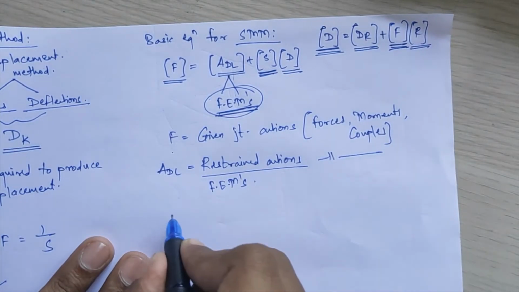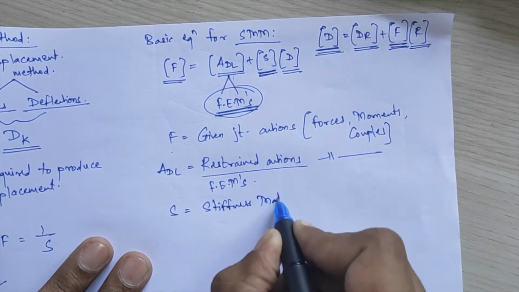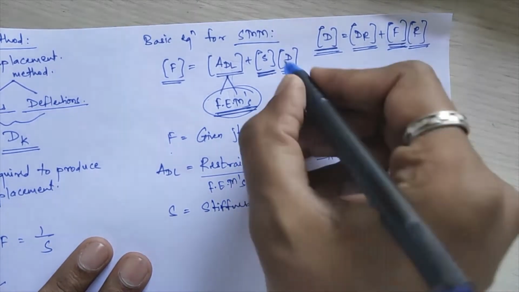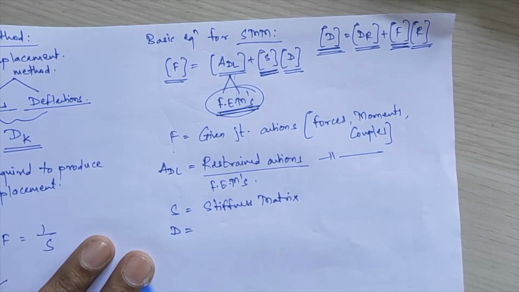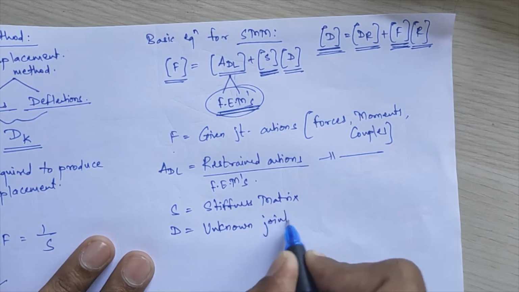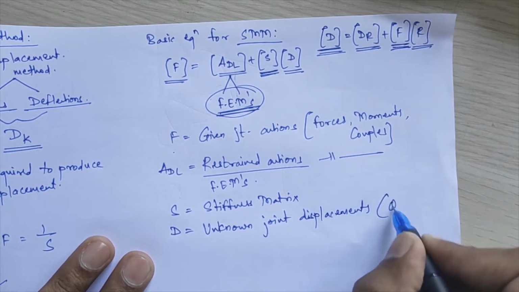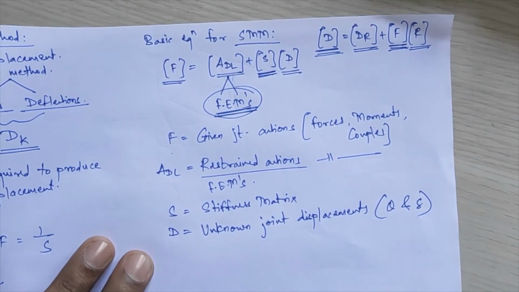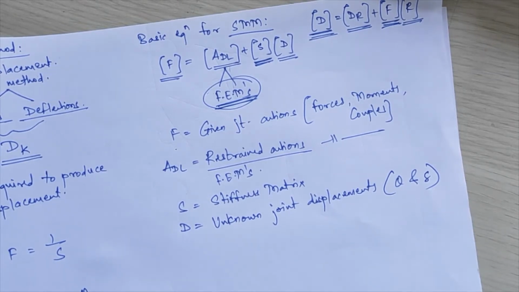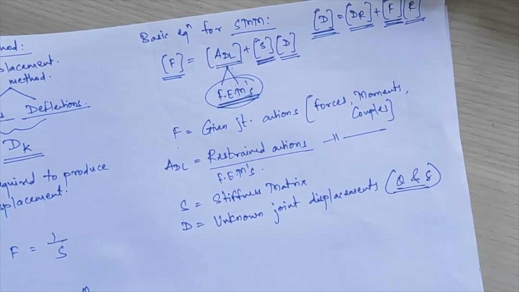Here F was your flexibility matrix. So S I'll write here as stiffness matrix, and the last term, that is D, it is the unknown. I'll say it as joint displacements. Those will be in terms of theta and delta. So these will be your basic unknowns in this that you have to calculate. Whenever you calculate these values, you plot again your slope deflection equations, and then you calculate the final moments over there, substituting this theta and delta values.